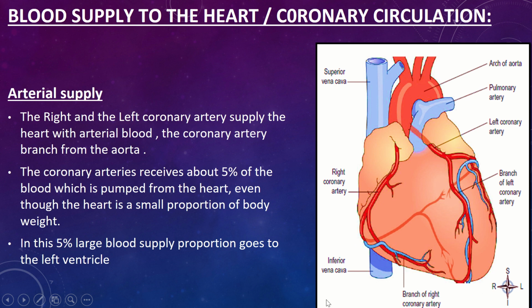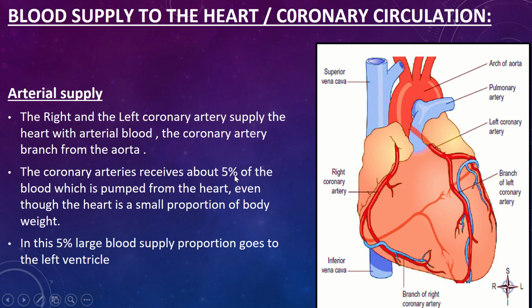So the heart is supplying blood to the whole body, but the heart also needs some blood supply to function. How it is supplied is called the coronary circulation. The blood supply to the heart is called the coronary circulation. The right and the left coronary arteries supply the heart with arterial blood. The coronary arteries branch from the aorta. Here you can see the right and the left coronary arteries branching from the aorta. This is the one which is supplying blood to all the parts of the heart.